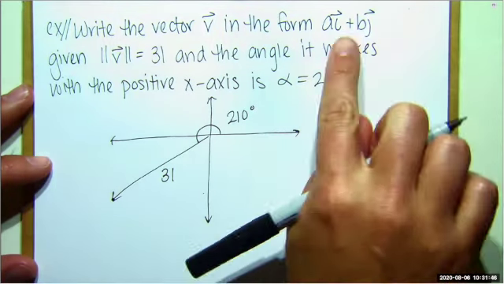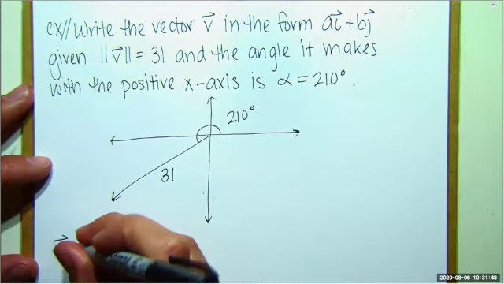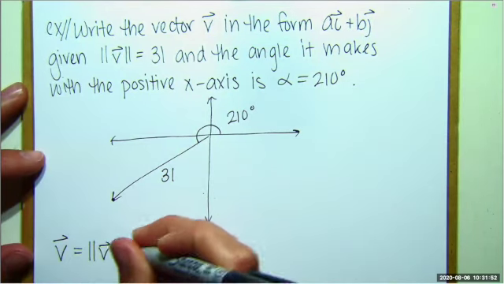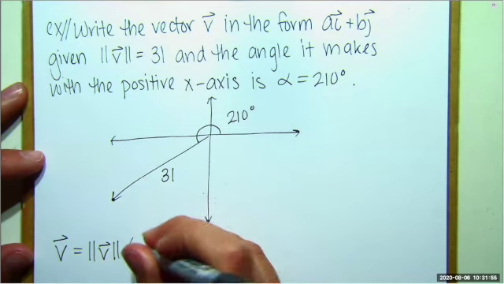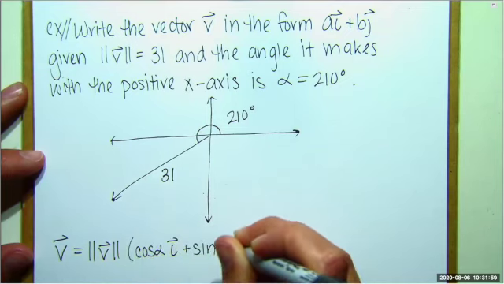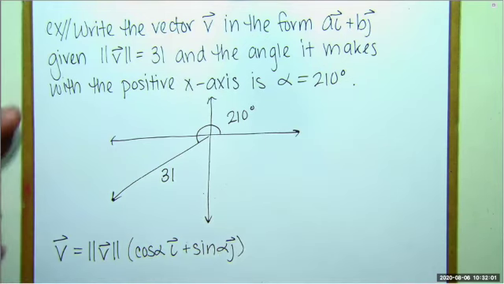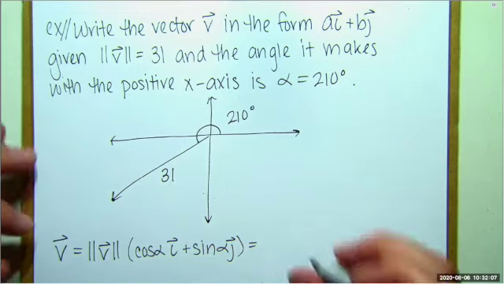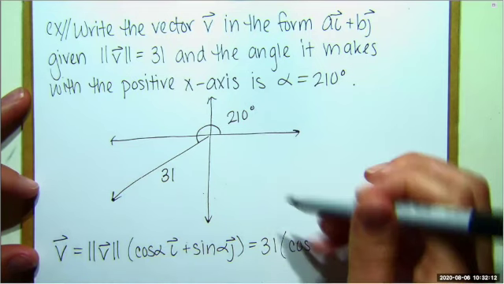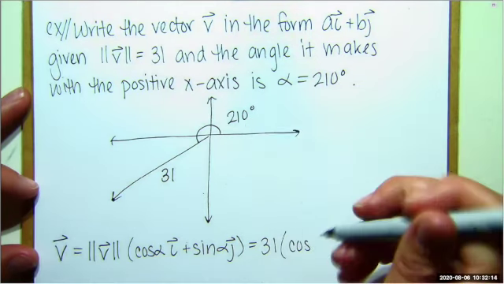So we want to come up with a vector in the form ai plus bj. So we know that we can write a vector as its magnitude times the unit vector in the same direction, which is given by cosine of alpha i plus sine of alpha j. So the magnitude is 31. Alpha in this example is 210.